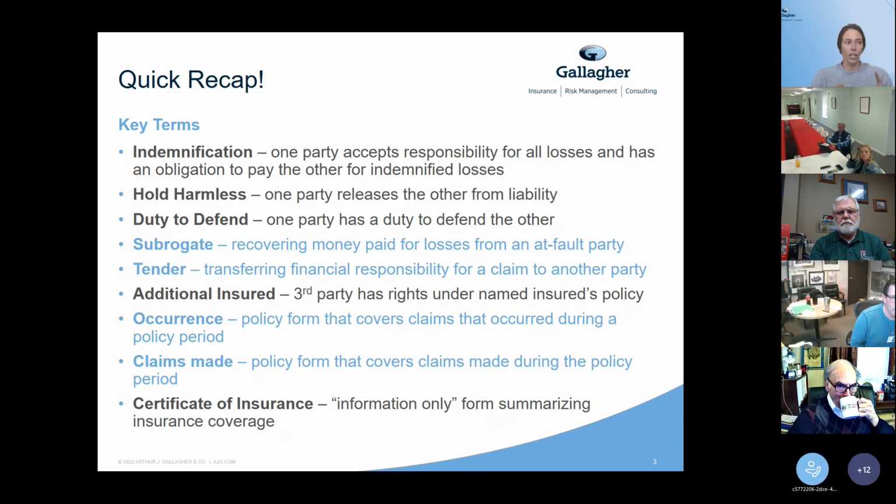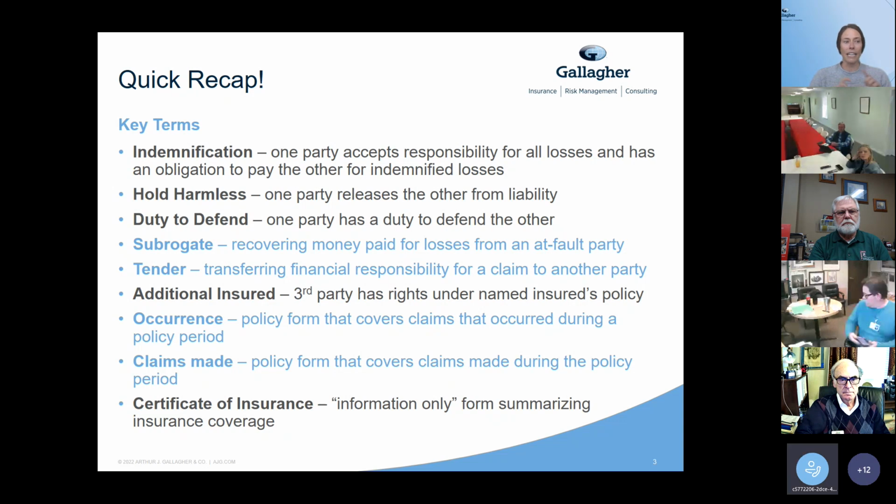Another term for risk transfer is hold harmless. That's when one party releases another from liability. So if a contractor agrees to hold you harmless from a claim, they may agree to release you from that liability, and in doing so they're agreeing to accept it. Also, if their employees get hurt on the job, they're going to agree to release you from any potential liability, and of course would agree to cover that under their workers' compensation.